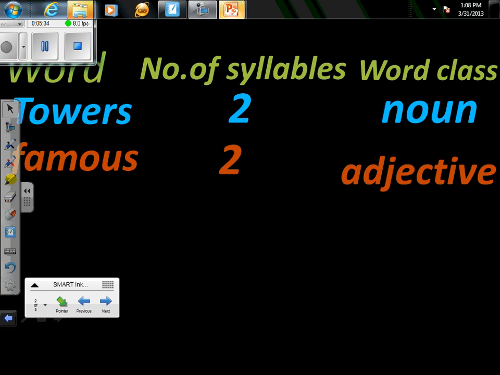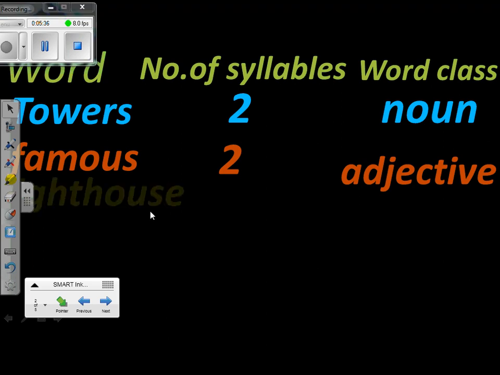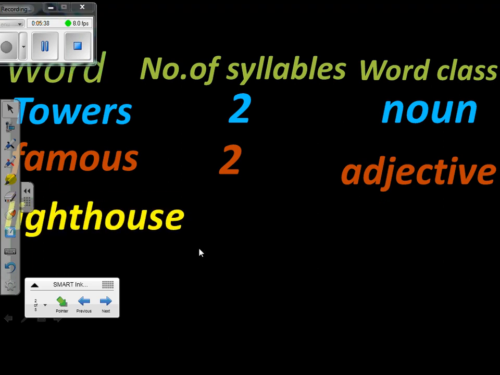Third word is lighthouse. All right. How many syllables in lighthouse? Who can think? What word class is lighthouse? Excellent, Abdurrahman. So what is the number of syllables? Light, house. Excellent. Two. And what is the word class? It's a compound word. And yes, C, compound and word.